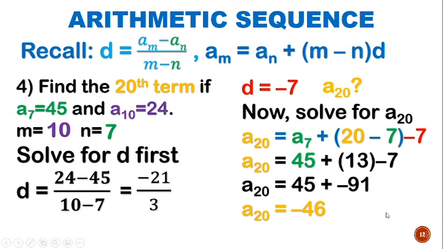So the value of the 20th term is negative 46. I guess that's it.